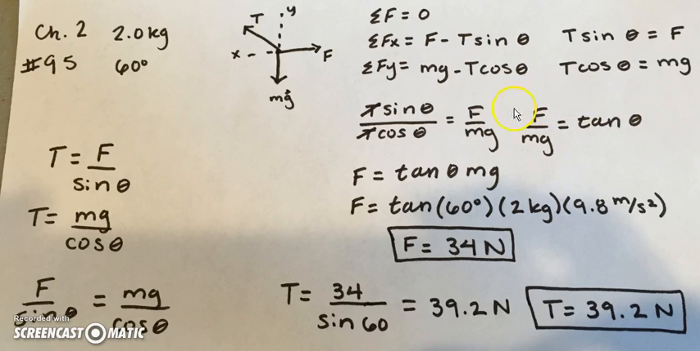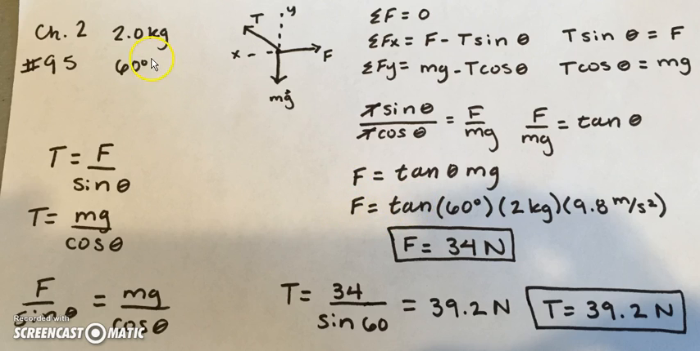And you have F over mg here. You multiply both sides by mg, get mg over here. So then you have F is equal to tangent theta times mg. And so once you have this, you plug in what is given.